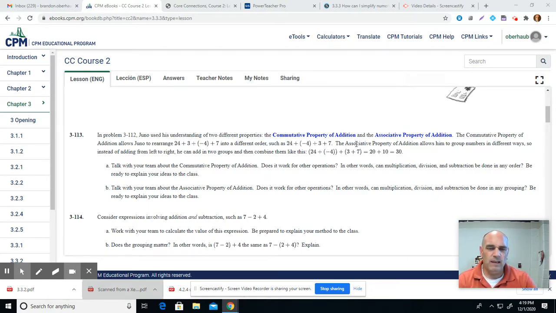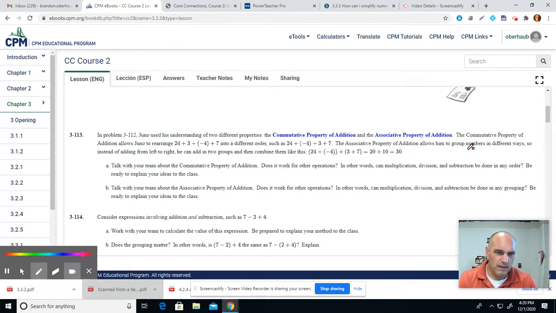That's okay to do because we have these plus signs in between. The associative property of addition allows him to group numbers in different ways. So instead of adding from left to right, he can add in two groups and then combine them like this. Anytime we talk about the associative property, we're talking about this word of grouping, which is important here. And anytime we're talking about grouping stuff, we're going to use parentheses to group them.